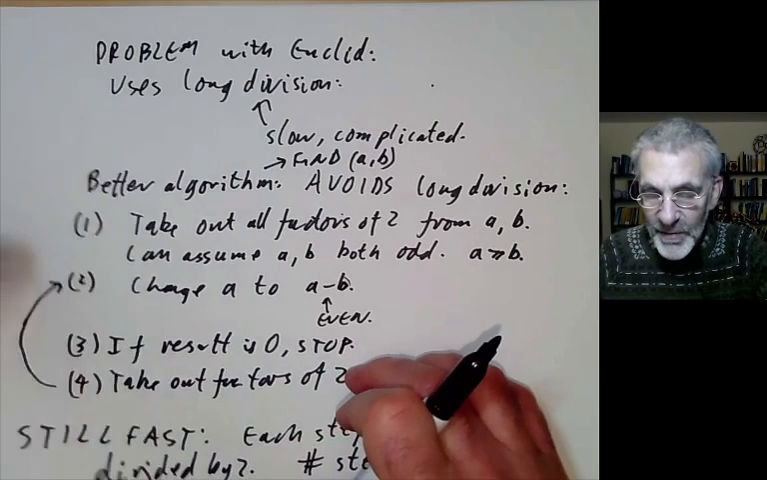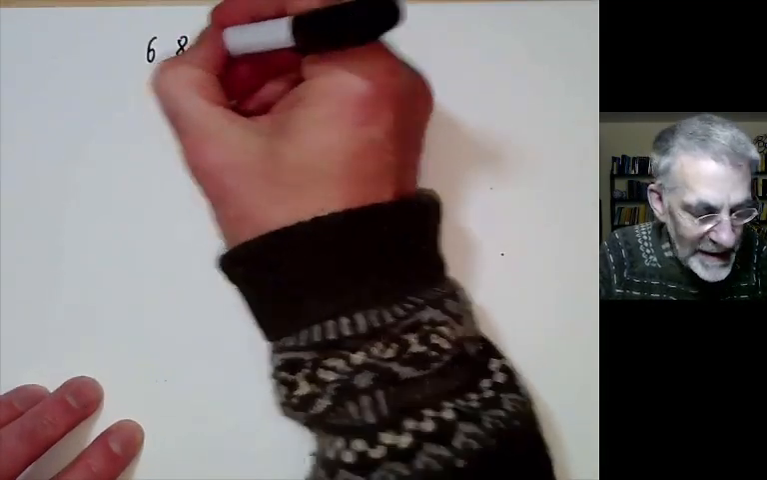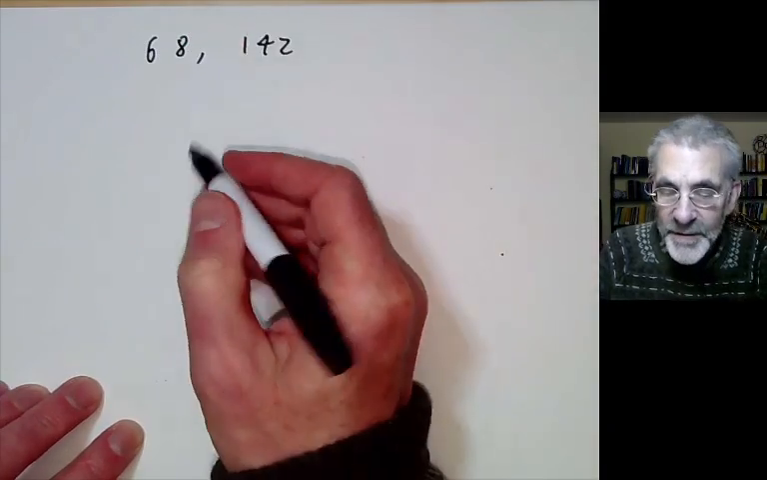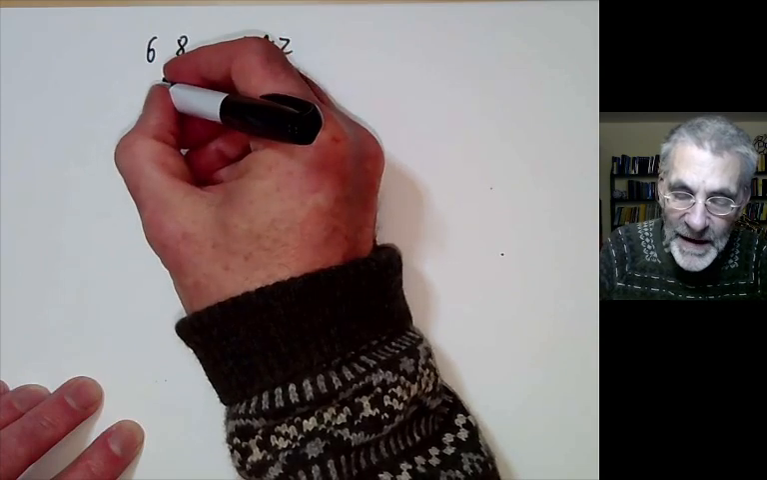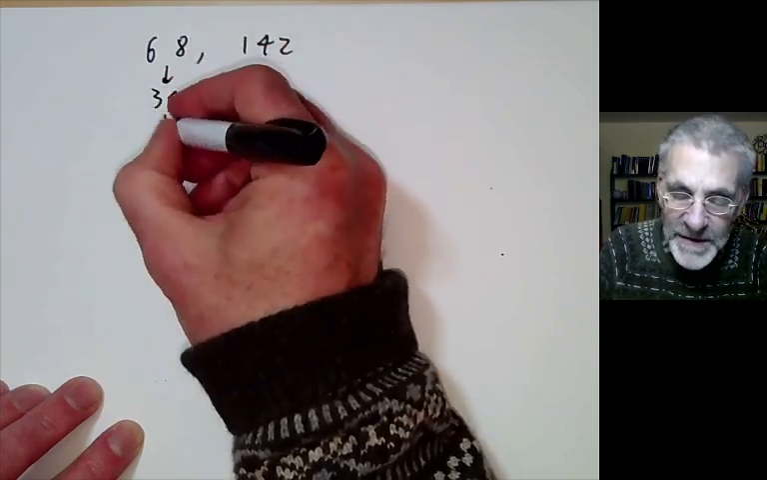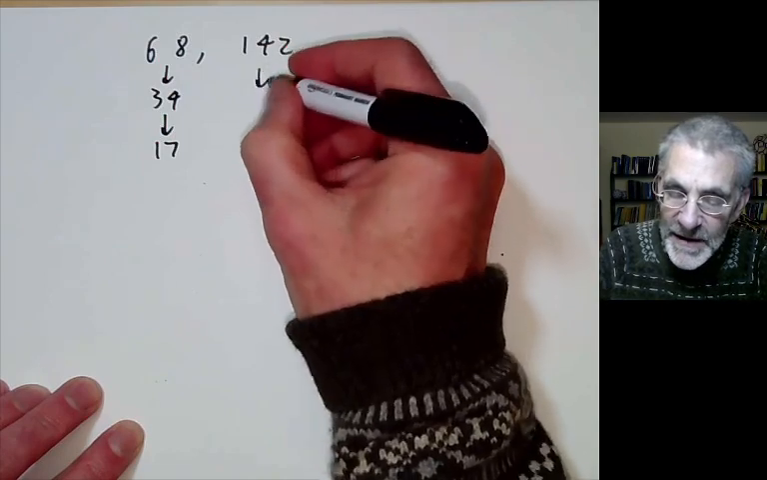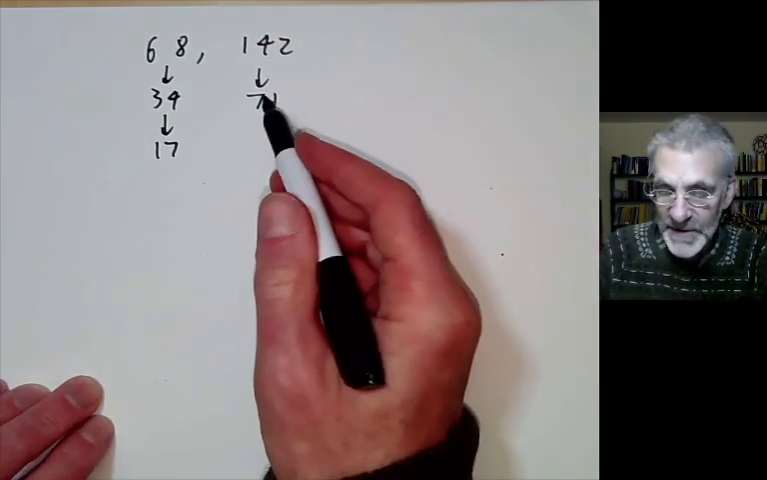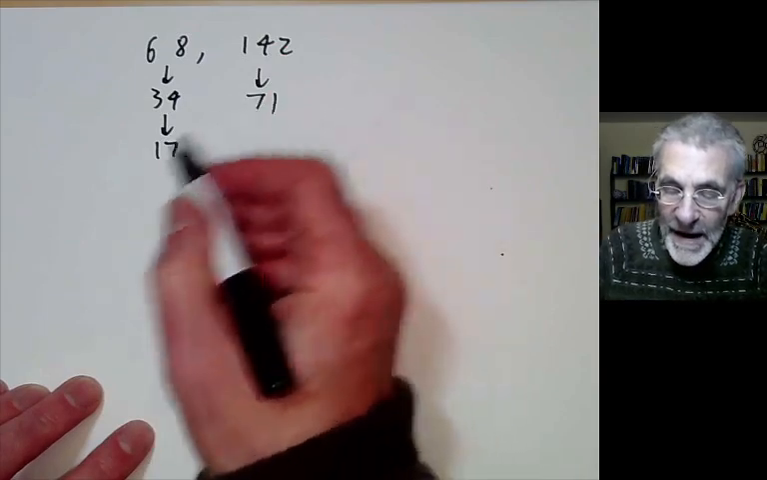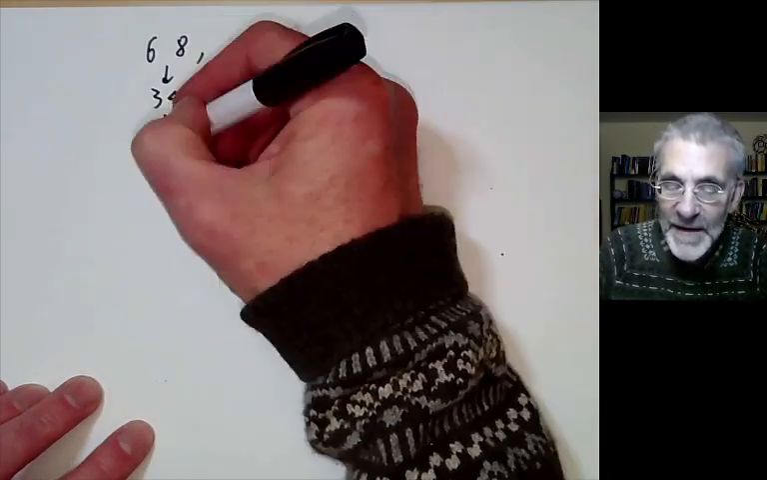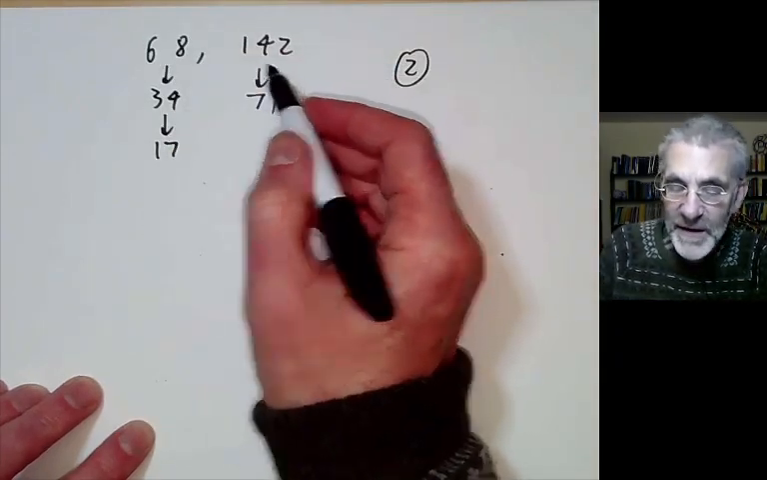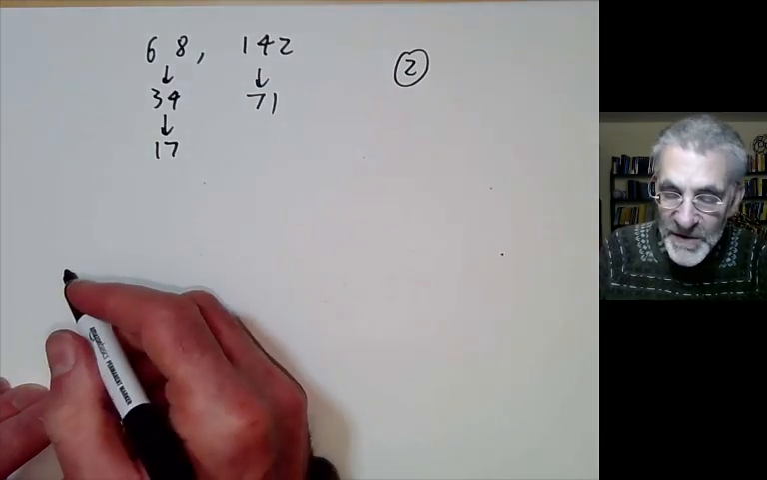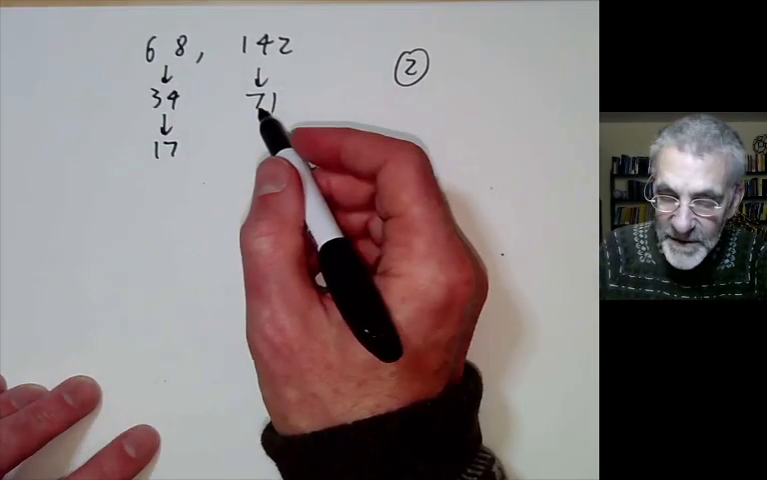So let's just do an example of this. Let's try and find the greatest common divisor of, say, 68 and 142. And what you do is you start by taking out factors of 2. So we can take out a factor of 2, we get to 34, then we get to 17, and here we get to 142, so we get to 71. So I've got 17 and 71. And now these are both odd, and you need to keep track of the fact that there's a factor of 2 dividing both of these. You take the minimum number of copies of 2 you've found.